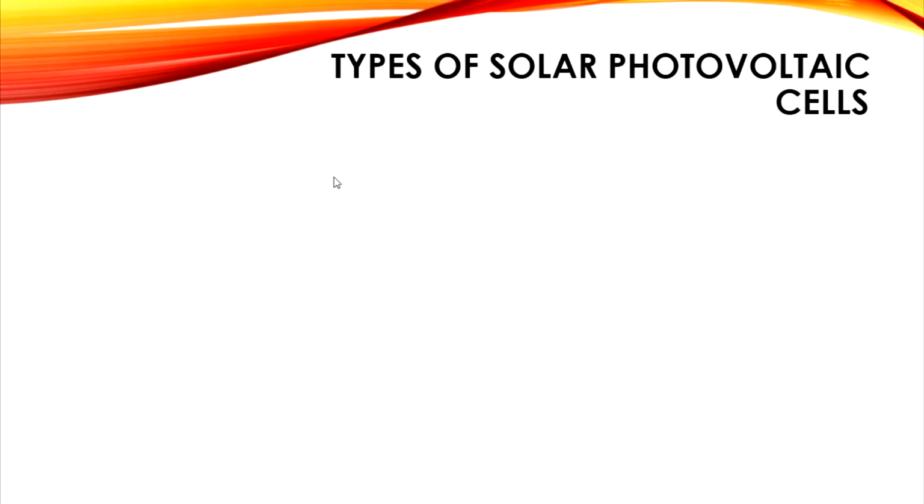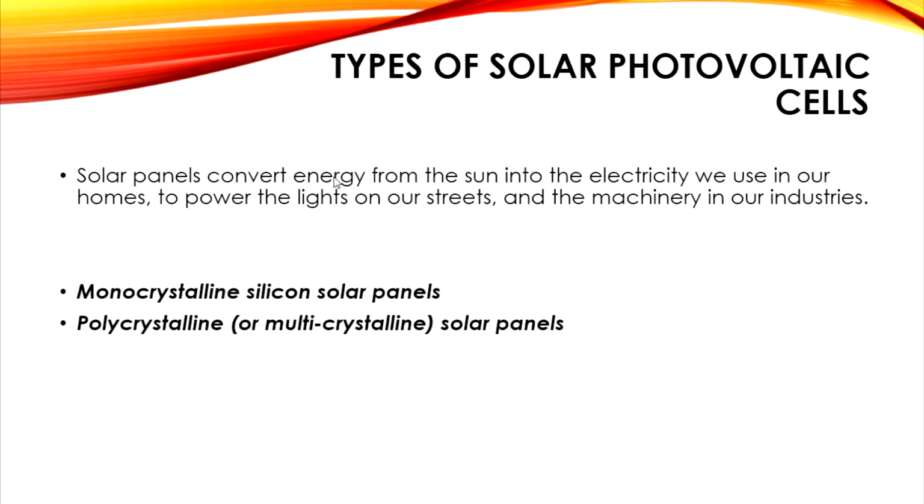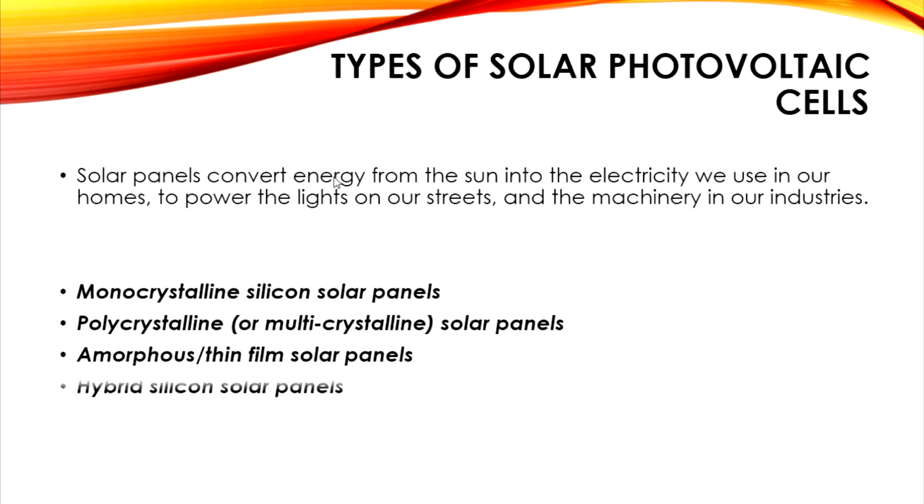Types of solar photovoltaic cells. Solar panels convert energy from the sun into the electricity which we use in our homes, of course, to power the lights on our streets and the machines in our industries. There are different types of solar photovoltaic cells. There are monocrystalline silicon solar panels, polycrystalline or multicrystalline solar panels, amorphous or thin film solar panels, and hybrid silicon solar panels.